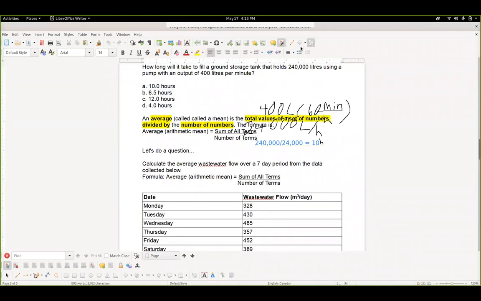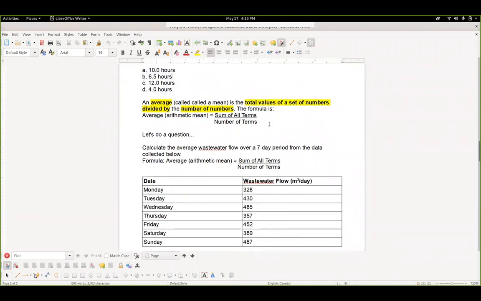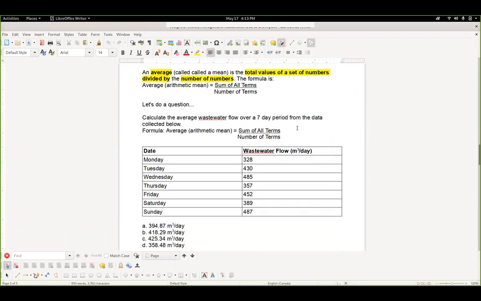An average, which is also called a mean, is the total values of a set of numbers divided by the number of numbers. So the formula is average, which is their arithmetic mean, is equal to the sum of all of the terms divided by the number of terms. So let's do a question.